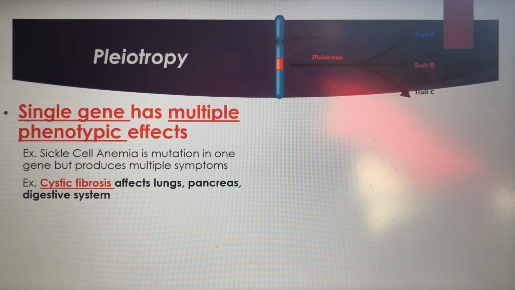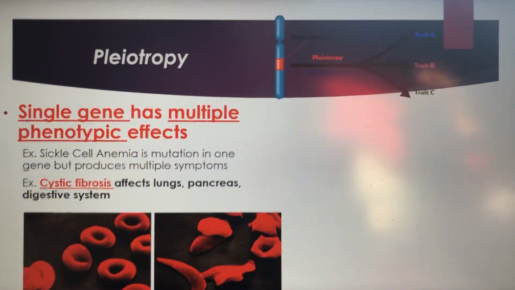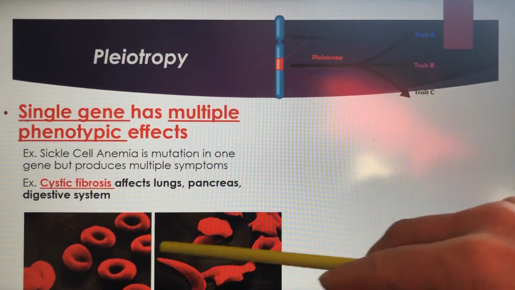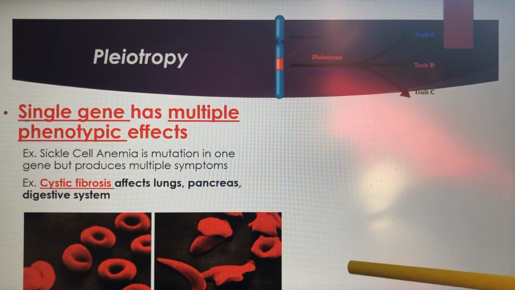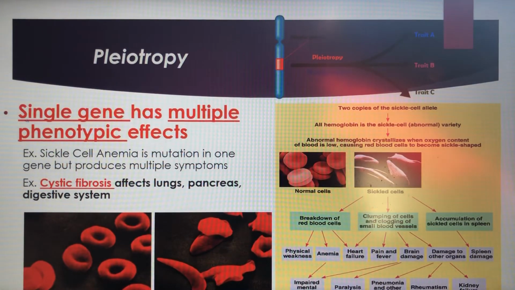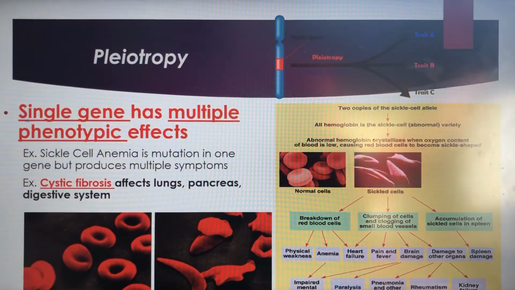So sickle cell anemia is where it affects the red blood cell and the shape of it. This is showing you right here, this is your normal red blood cell, and this is the sickle shape of red blood cells. Cystic fibrosis, on the other hand, is where you're going to have the pleiotropy effect of the lungs and the pancreas and the digestive system all starting to fail.